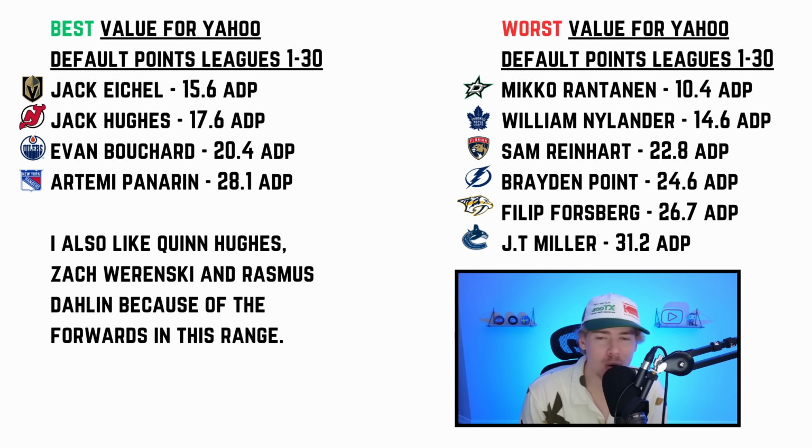I'm not a fan of Mikko Rantanen's price, William Nylander, Sam Reinhart, Brayden Point, Filip Forsberg, JT Miller. You know, obviously the Forsbergs and the Millers. The reason I don't like their price is just because they are only this high because they hit, and in these points leagues, hits are not counted. But with some of these other guys, it's not that I think they're bad. I just think some of these values in the 30 to 45 range are really nice and can perform similarly. So it's just all about ADP value for me.